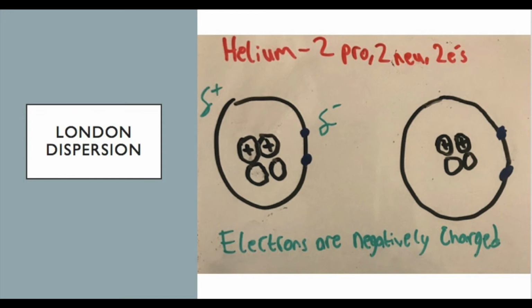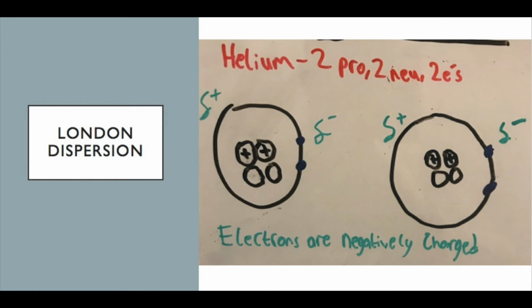So here we see a classic example of a dipole moment. A dipole moment forms when the electrons orbiting end up in the same region at the same time. If that happens, you get a partial negative charge and a partial positive charge on two sides of the element.